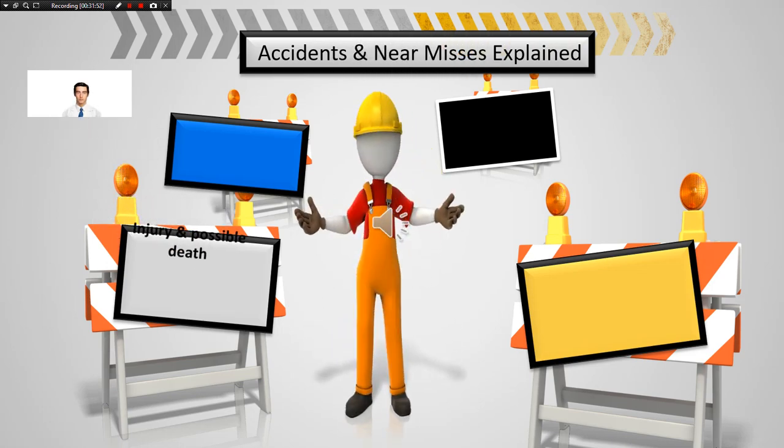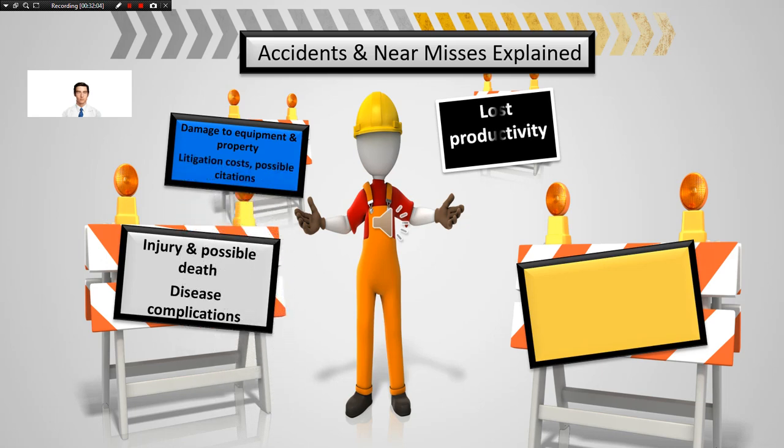Let's talk for a little bit about the consequences of accidents, besides the paperwork. Here are some of them: damage to equipment and property, litigation costs, possible citations, lost productivity, suffering morale with employees, possible injury and death.